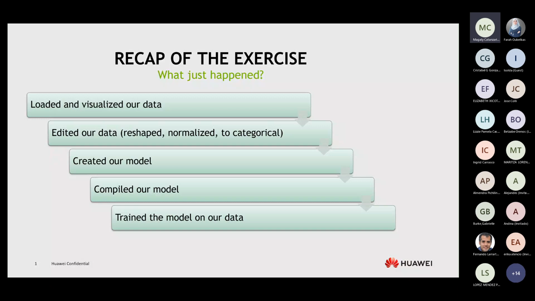We learn how to investigate a data set. Then we separate the information in training and validation. We learn the shape of the set of train and validation.